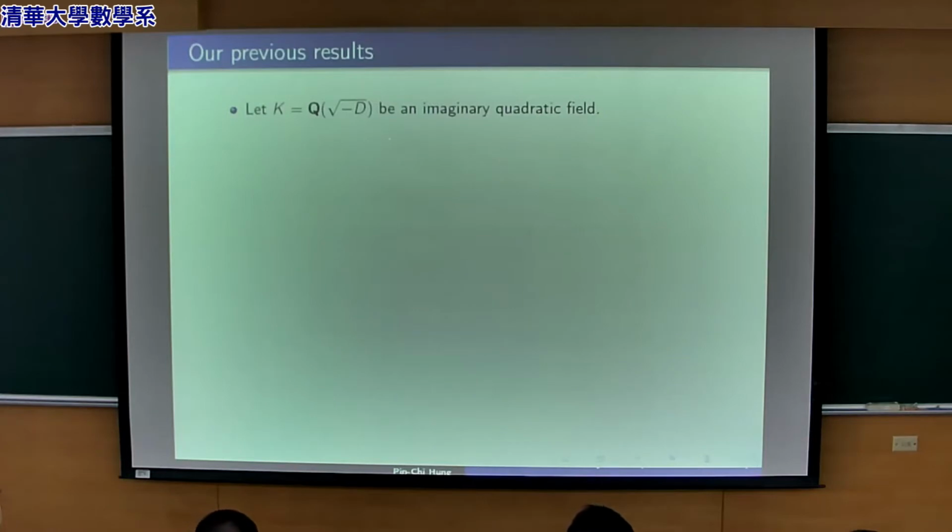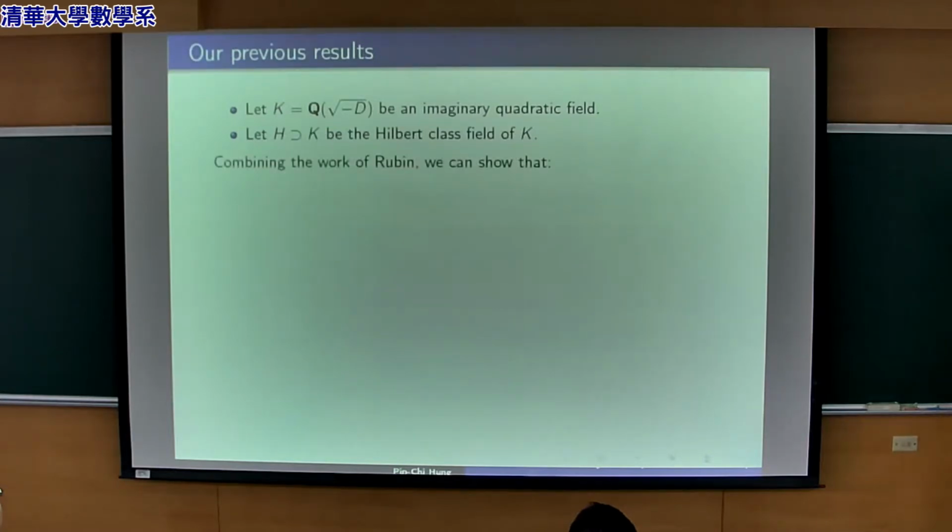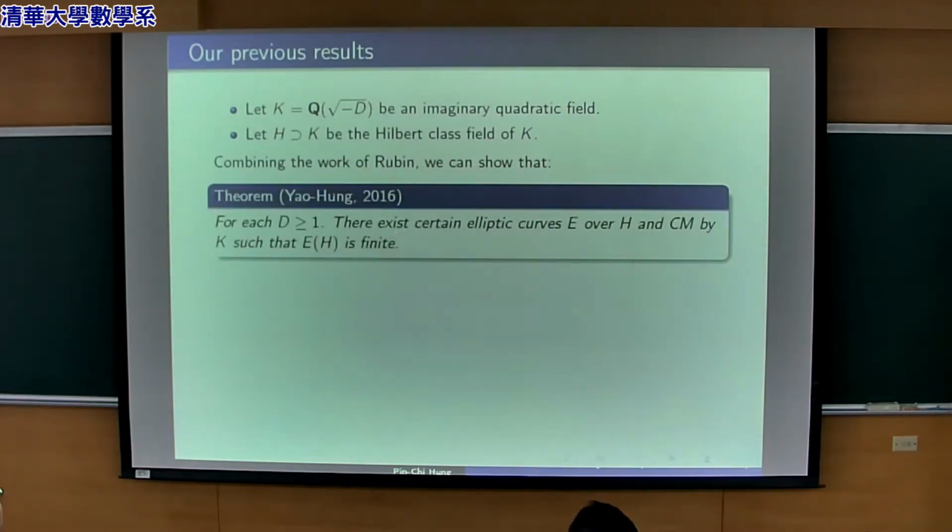So K can be the imaginary quadratic field Q(√-b), and H should be the Hilbert class field. You can think of H as K, actually just K. And we combine the work of Lubin. We first show that there exists some elliptic curve over H, just think of H as K, with some more symmetry, called Cn, such that the points are finite. They have only finitely many solutions.